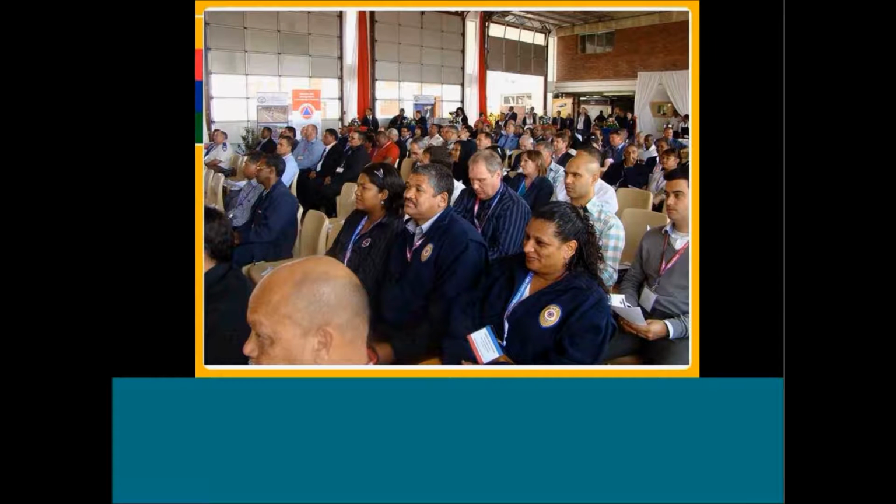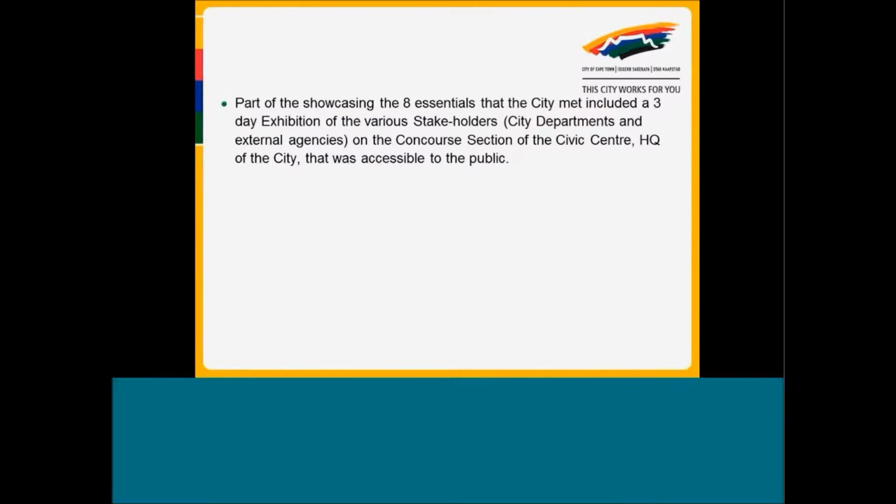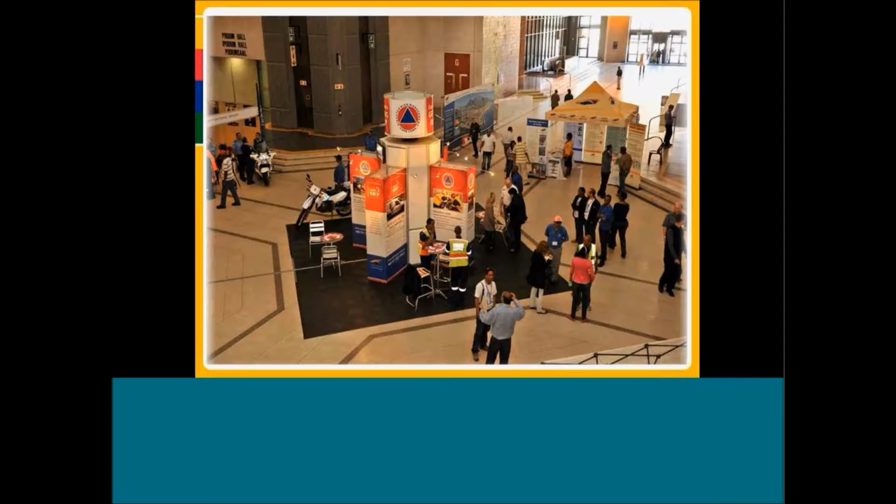Now, part of showcasing the 8 essentials that the city met included a 3-day exhibition of the various stakeholders. This included the city departments and the external agencies, and this was held on the concourse section of the Civic Center, which is the headquarters of the city, that was accessible to the public. The slide that comes up here just shows you the concourse where we had the exhibition, and all the relevant line function departments also had exhibitions in that.